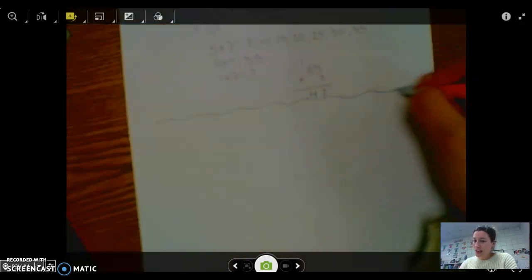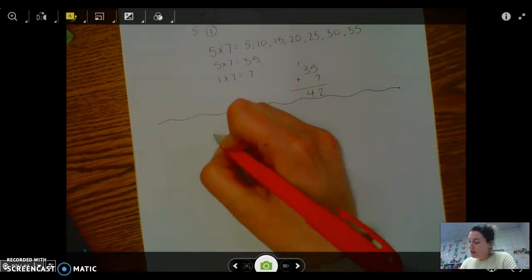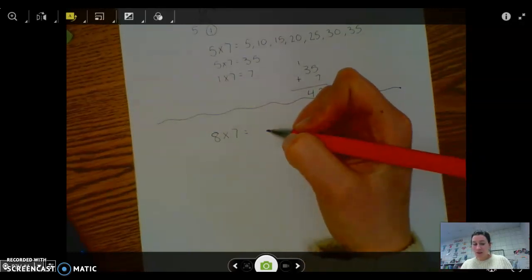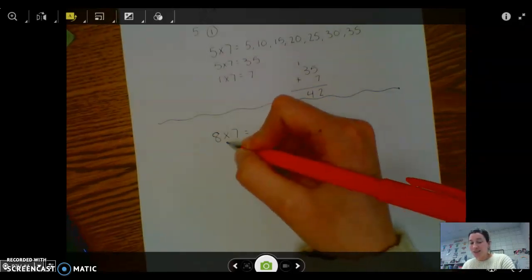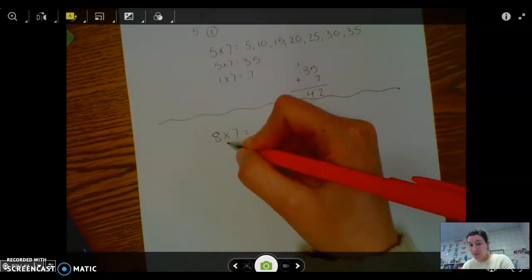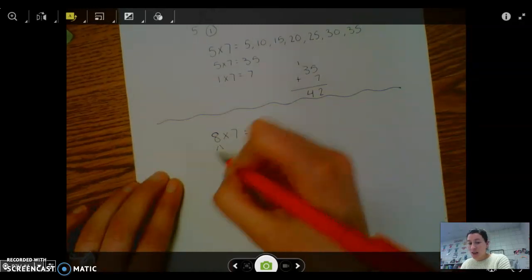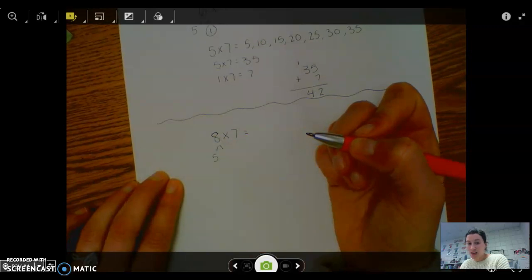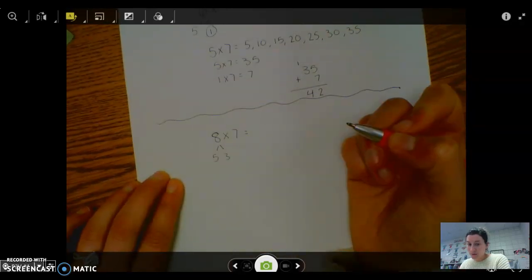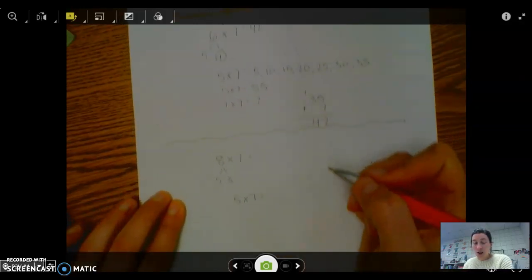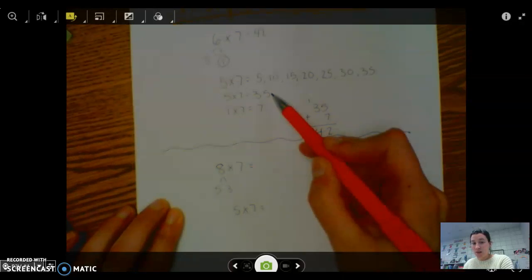Let's say we have 8 times 7. Okay. So what I'm going to do is figure out what would be a good helper fact for 8, since 8 is not very friendly. Okay. So let's just try and use 5s again. So if I have 8 and I want to take 5 away, I'm going to have 3 left over. Okay. So I'm going to start with 5 times 7. Well, we just saw 5 times 7 right up here. 5 times 7 is 35.